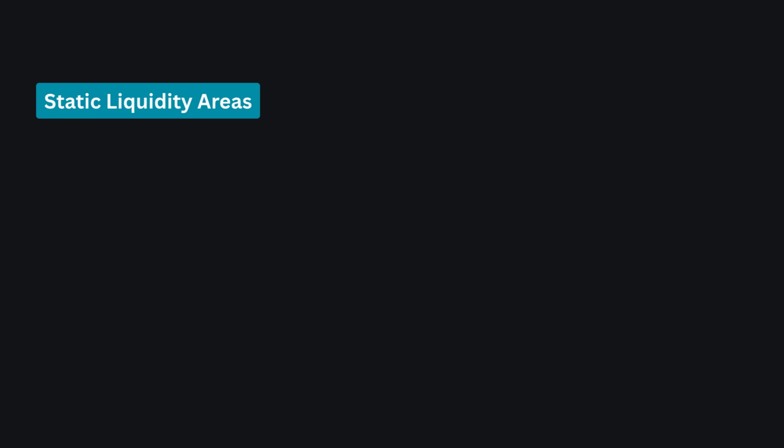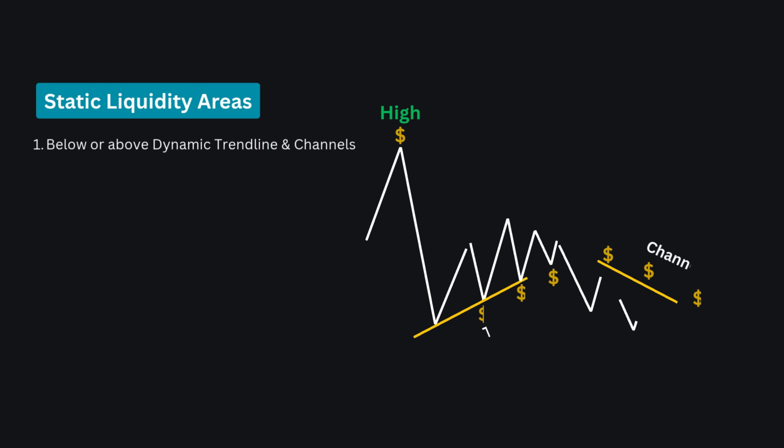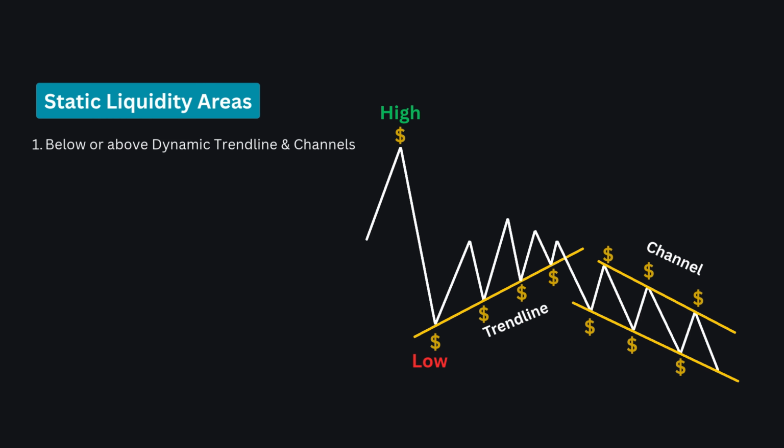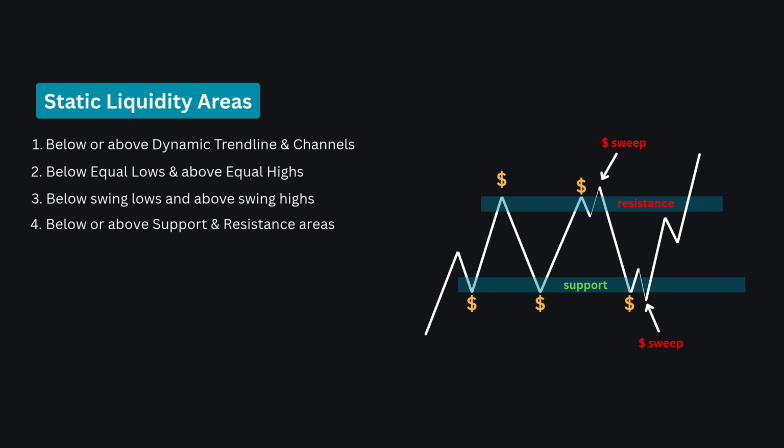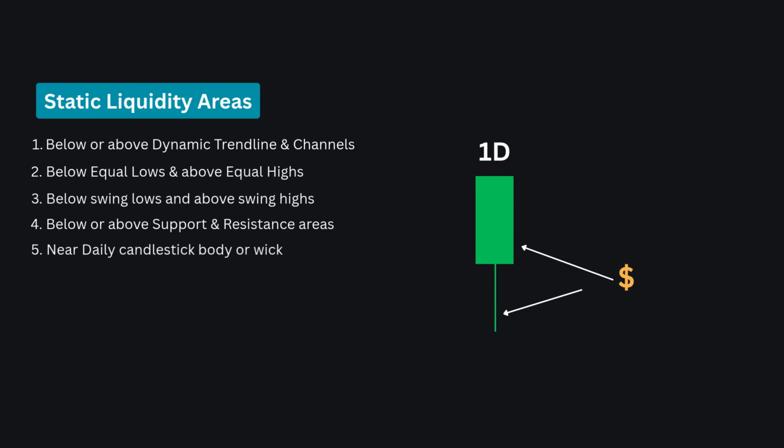Static liquidity can be found in different areas on the chart, like below or above the dynamic trend line and channels. Below equal lows and above equal highs, above swing highs and below swing lows. Below or above support and resistance areas. Near daily candlestick body or wick. So these are the main liquidity patterns we commonly see in the market. But some of these patterns are especially essential, as they are widely recognized by many pro traders. So let's now move on to the practical liquidity patterns and scenarios.